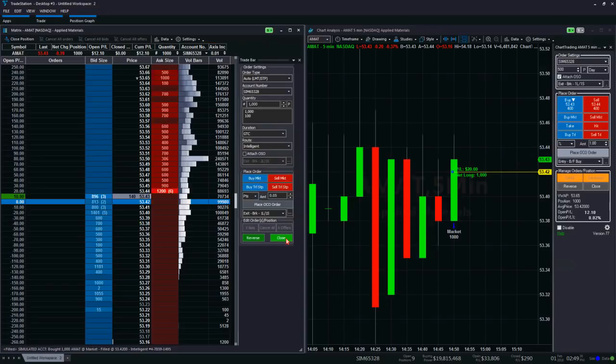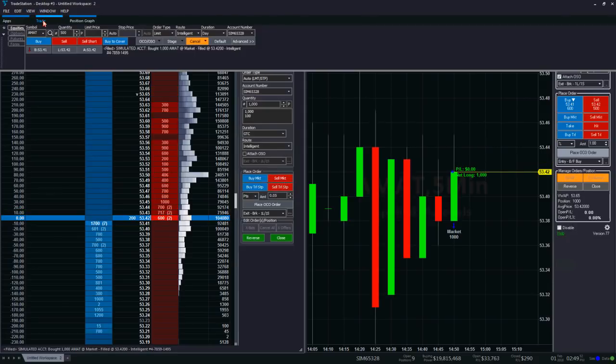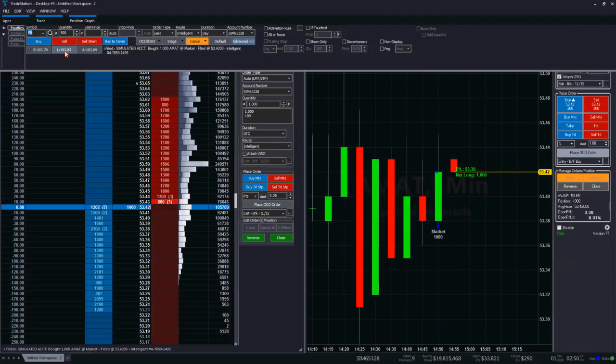Let's talk a little bit about activation rules. In your trading, you're going to come across the ability to put in a trade with an activation rule. So let me show you. I'm going to come over here to my trade bar, and I'm going to click on Advanced. Okay, the symbol that I'm going to trade is Facebook. Facebook is trading at $193.